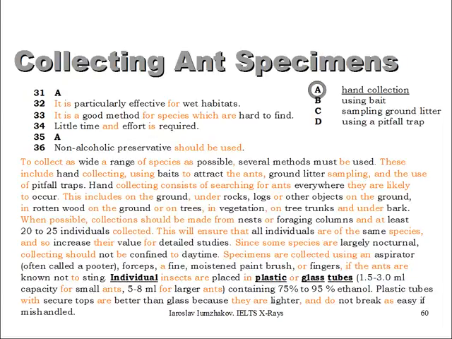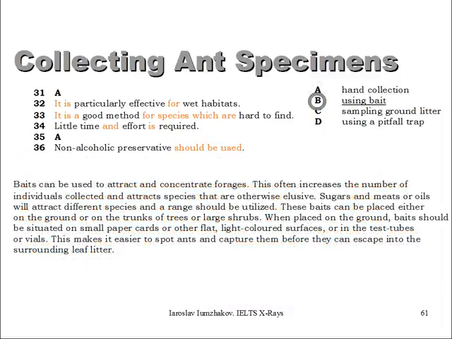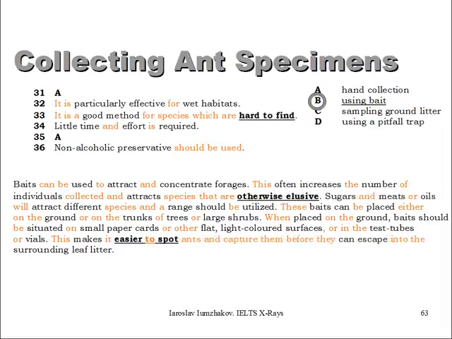Next, let us move on. Paragraph, we can call it paragraph B, using bait. Now, as we understand, so prioritization for the paragraph, and we spot otherwise elusive and easier to spot. Both are matches for hard to find. And we get one more answer. That's it.